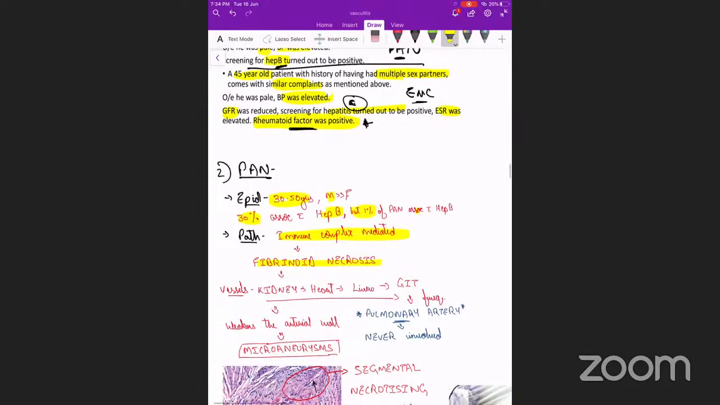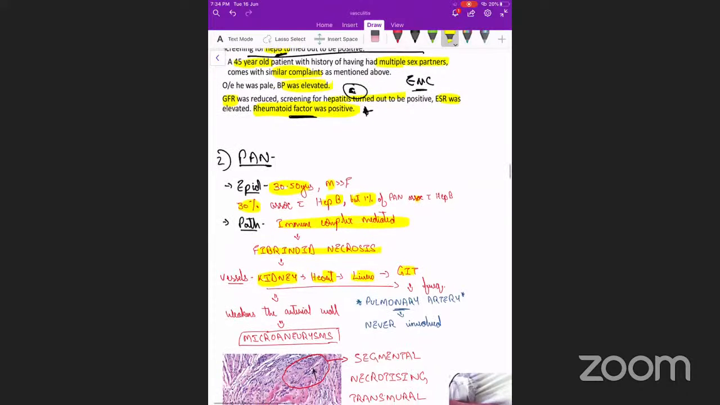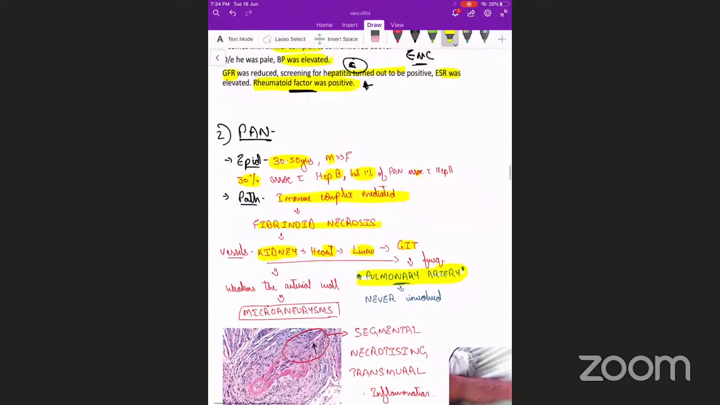Okay. How are the vessels affected? Maximum affected is kidney, followed by coronary vessels, followed by liver, followed by GIT in the decreasing order of frequency. But very important to remember is pulmonary artery. Pulmonary artery is never involved. The disease nature is so that it never involves the pulmonary artery. Yes, very good.